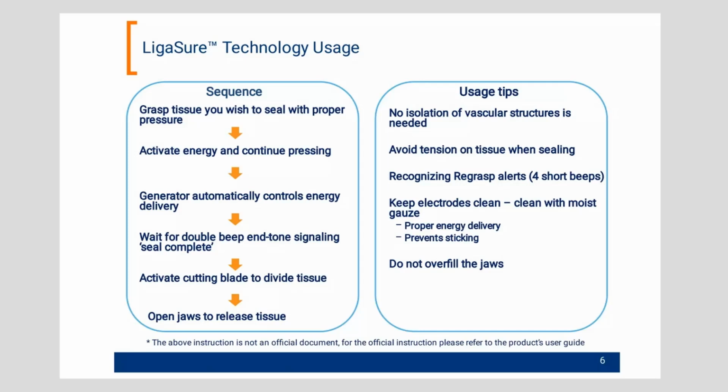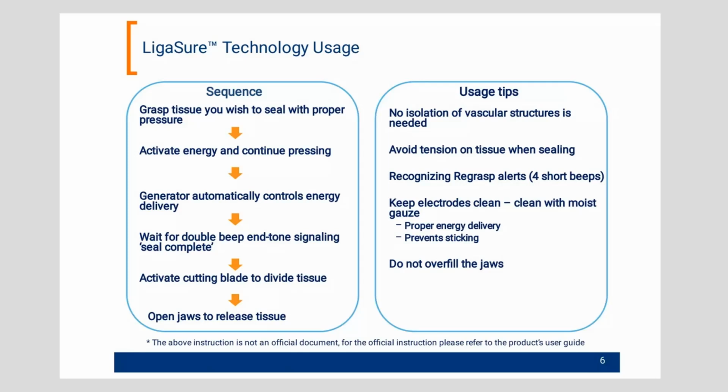Now, avoid tension on the tissues when sealing, because that will change the dynamics of the tissue, and then that is not the ideal way to seal. So that is very important. Recognize and re-grasp on the alerts with 4 short beeps, and keep the electrodes clean.